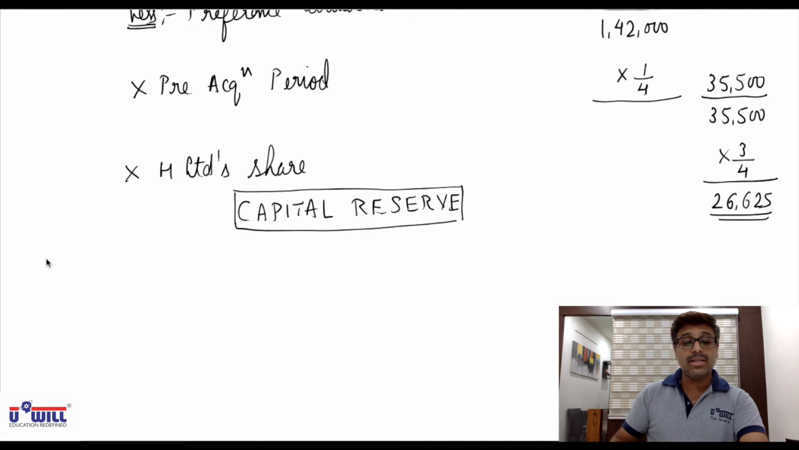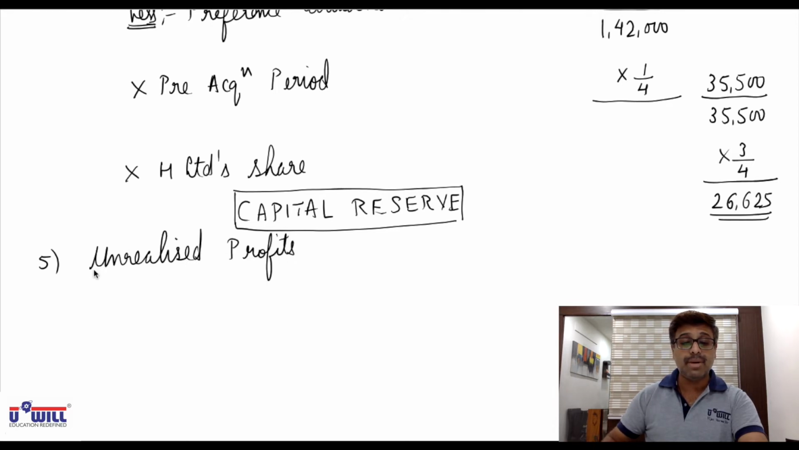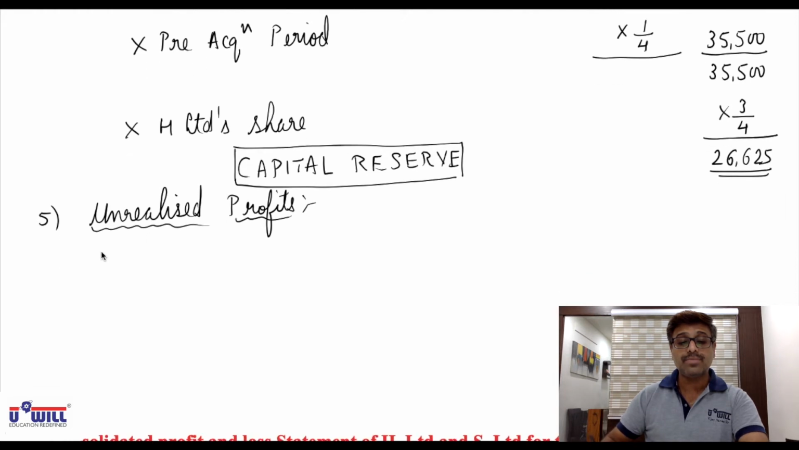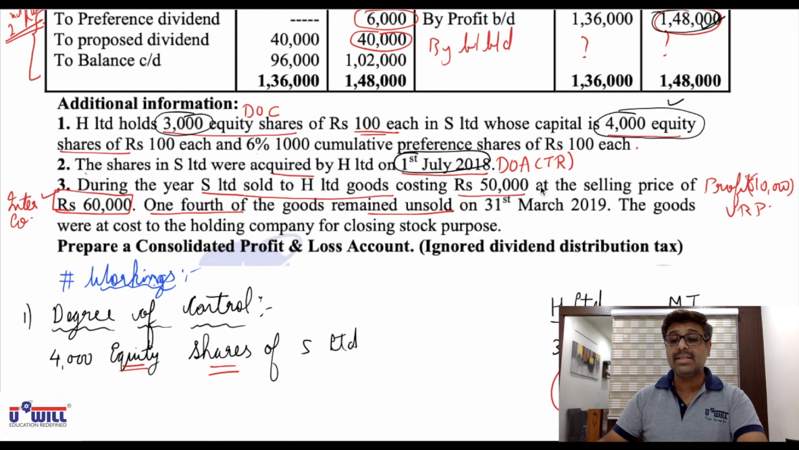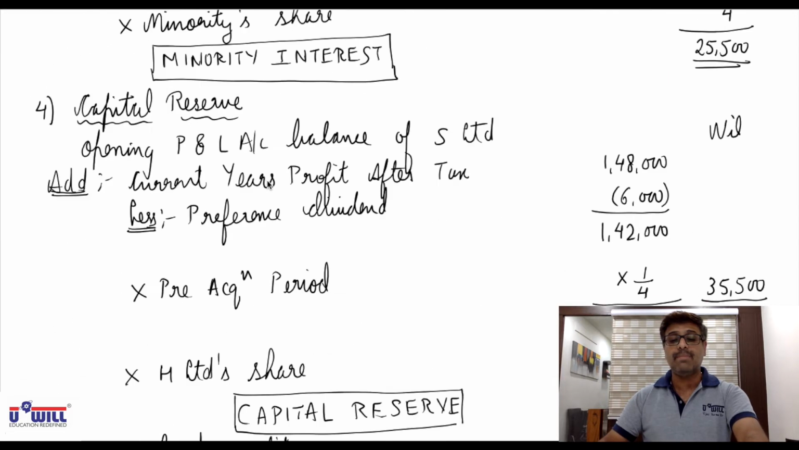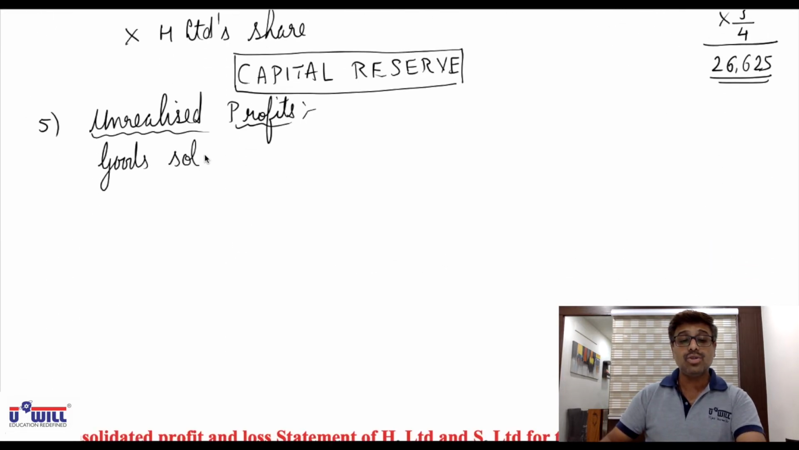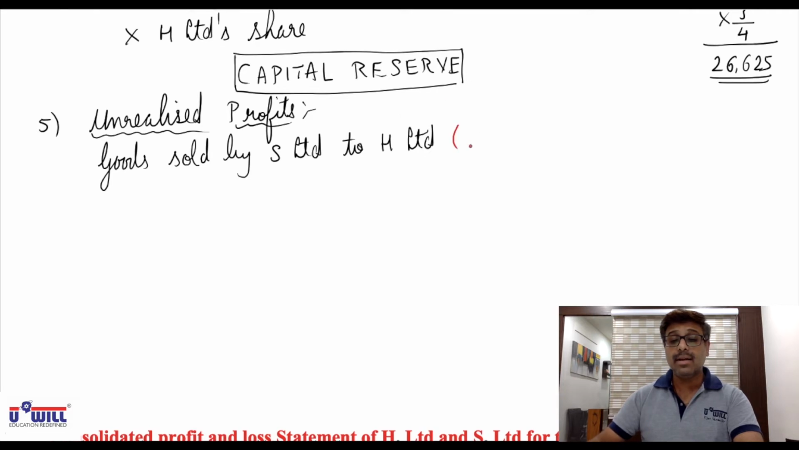And then last working in this question we have to make for unrealized profit. That working we have to make in the same manner as we used to do in balance sheet part. First we record goods sold by. Now here goods are sold by which company to which company? S Limited to H Limited. It's an upstream sale. Goods sold by S Limited to H Limited. In bracket you can mention it's an upstream sale.